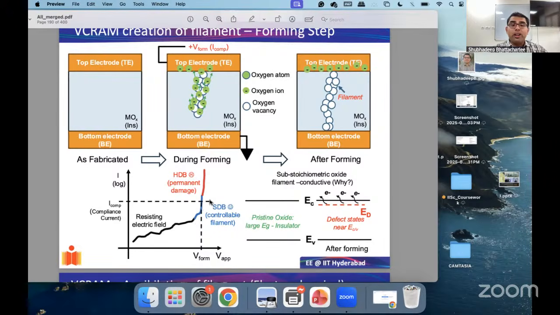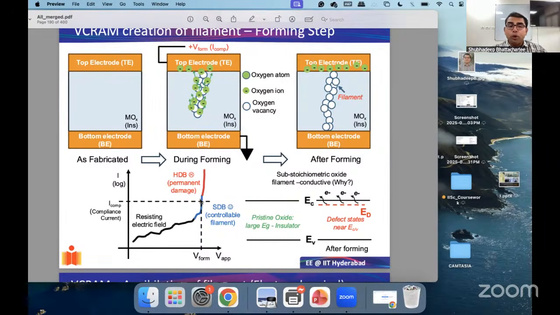And it is very important. This is called soft dielectric breakdown. What is the meaning of soft dielectric breakdown? You have created a controllable filament. A controllable filament is one which can be turned on and off. If you don't stop your forming process at this particular compliance current, you are in for some trouble.